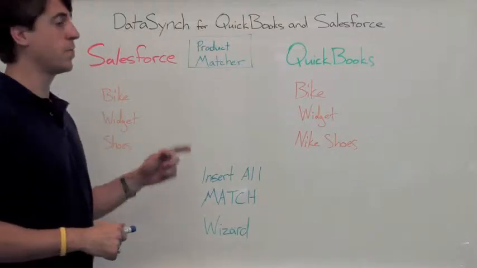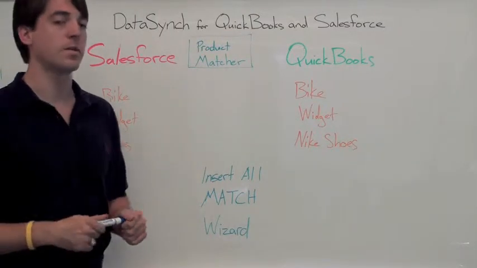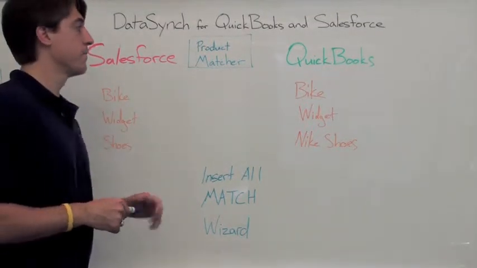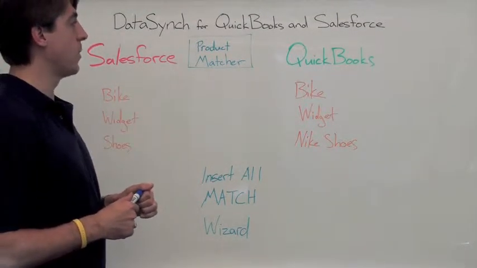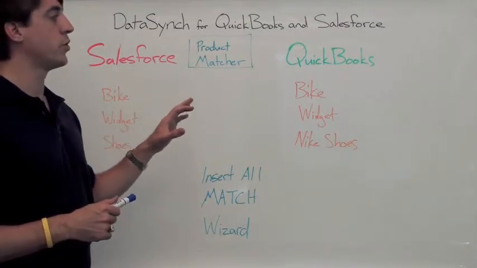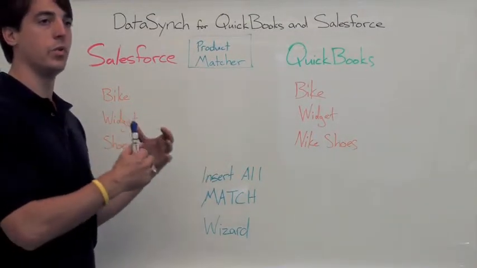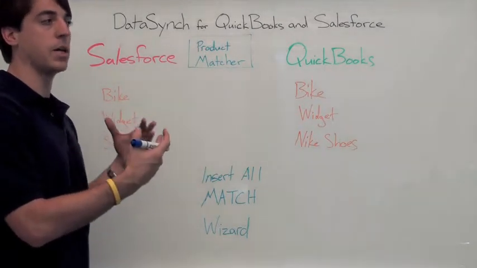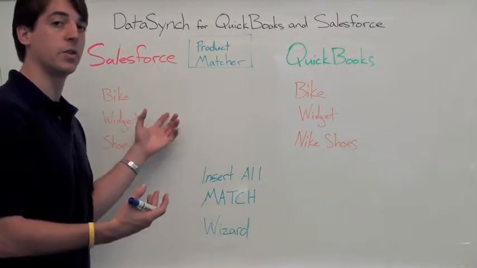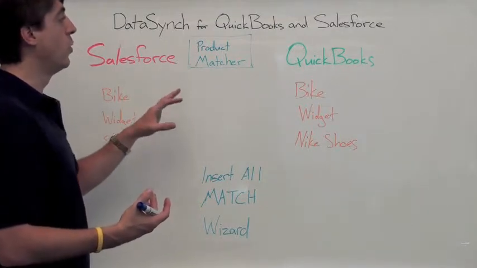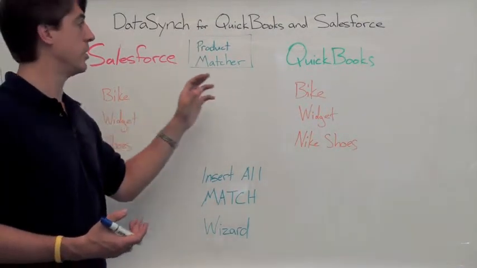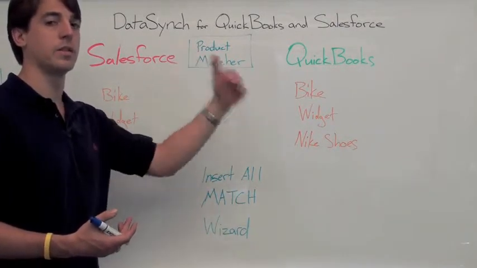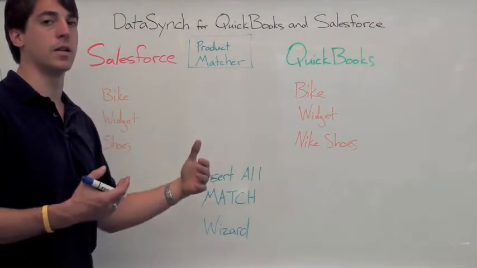This is Chad, and I'm going to be explaining to you quickly about the product matcher feature within DataSynch. The product matcher, like the account matcher, is something you're going to want to run every now and again. We do not run the account matcher or the product matcher every single time because it sucks up API calls from Salesforce. So when you're dealing with matching accounts or dealing with matching products or inserting products, you're going to have to run these separately at different time periods.